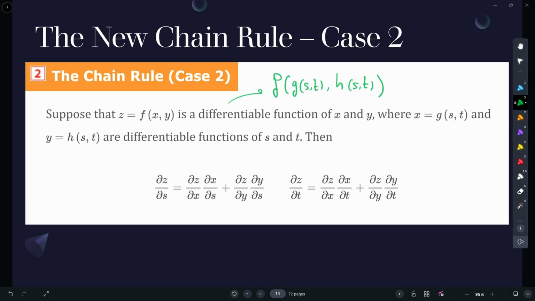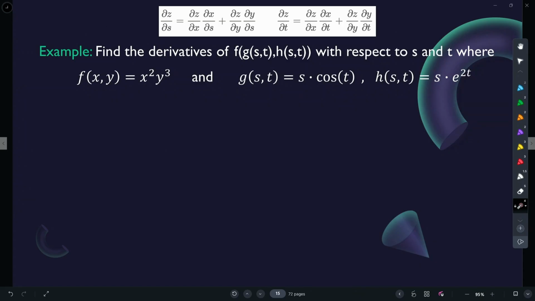So I can take derivatives with respect to s. I can take a derivative with respect to t. And each one has a different formula, which is similar to the first case, as if you treat t as just a constant, and I take a derivative as if s is the variable, or treat s as a constant, and then take the derivative as if t was the only variable. Okay, so let's see how that works in an example. So here is one of those.